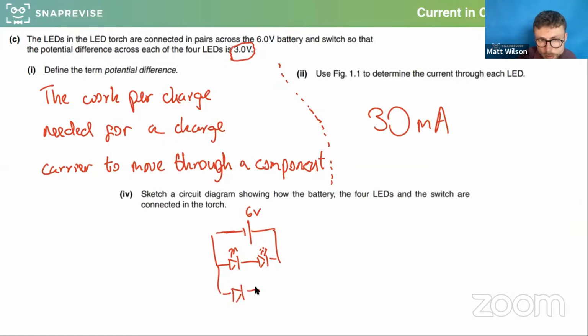We have our diodes. Remember, there's 4 of them all together. They're connected in pairs across the battery. So that's what we've drawn here. We've drawn pairs of diodes connected across the battery. And just as a little sanity check, do we agree that the voltage should be 3 volts in this picture?